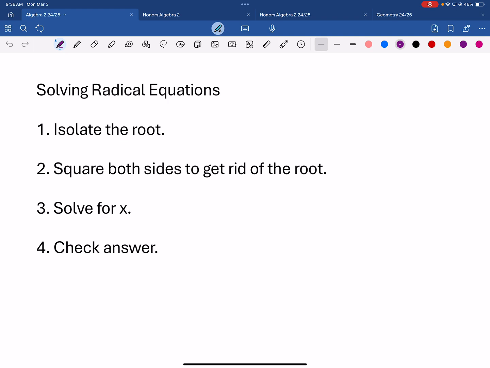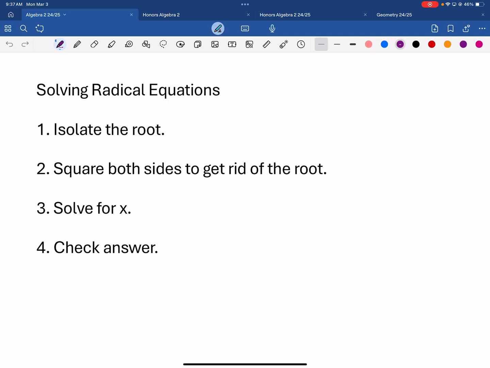Next thing you have to do is solve for x. After you've squared both sides, you should have either a linear equation or a quadratic equation. If it's linear, find the value of x. If it's quadratic, set it equal to 0, then factor. We're not going to do any quadratics today. Everything we do today is going to be linear. And the last thing you have to do, and this has to be done, is check the answer, because sometimes you get answers that don't work.